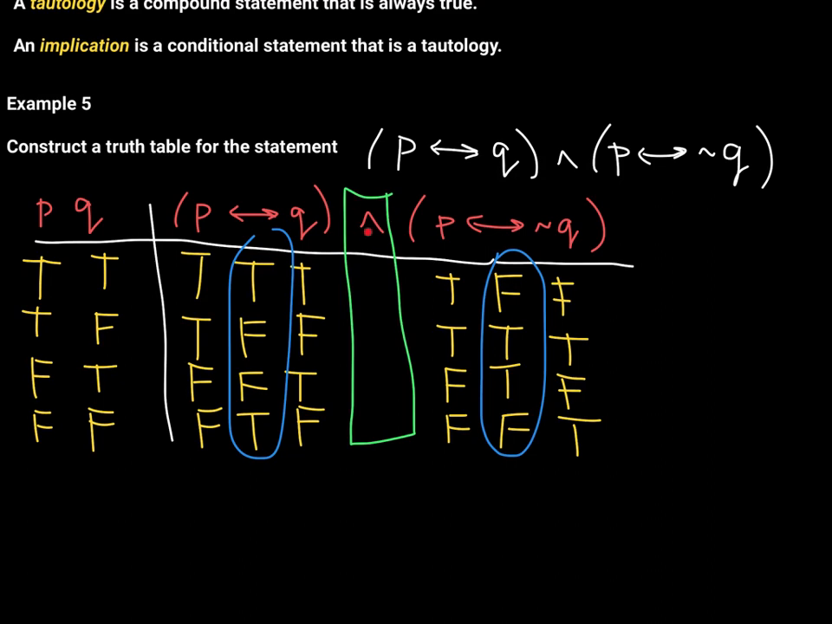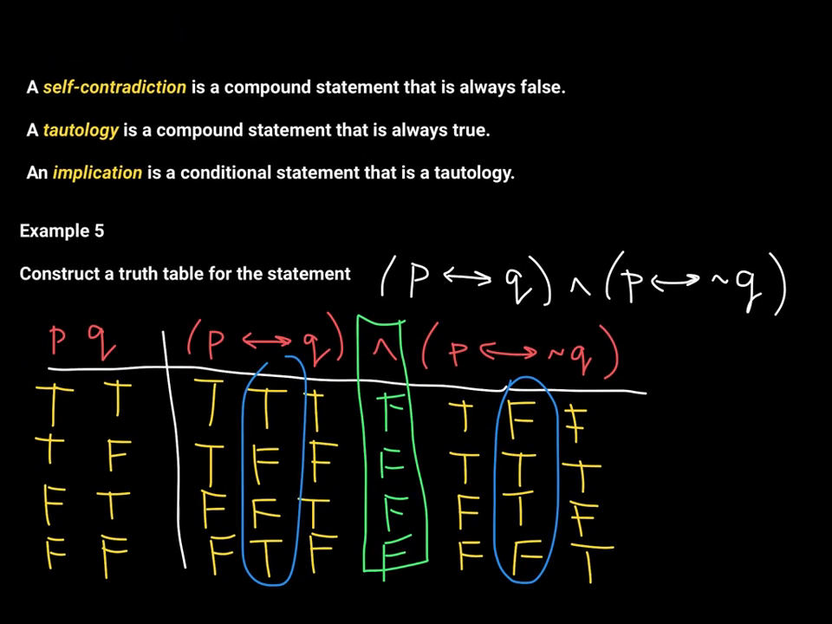This is a conjunction. So the only way a conjunction is true is if they're both true. So true, false, that's false. False, true, that's false, false, true, that's false, true, false, that's false. So they're all false. So this statement that they gave us is always false. Therefore, it is, let's go to our vocabulary words here, a self-contradiction. This statement here is a self-contradiction because it's a compound statement and it's always false.